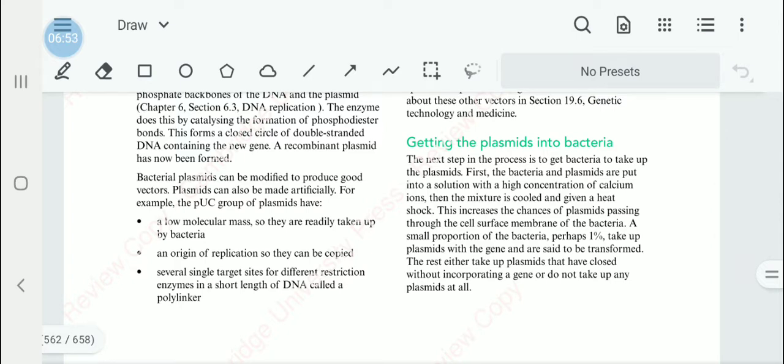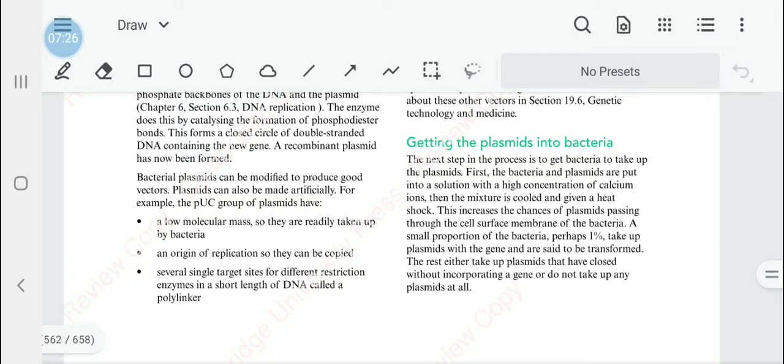After we mix it, we have to cool it, and later on, we should give it a heat shock. This actually increases the chances of plasmids passing through the surface membrane of the bacteria. So it is cooled and then given a heat shock. So that contraction and expansion allows the plasmids to pass through.